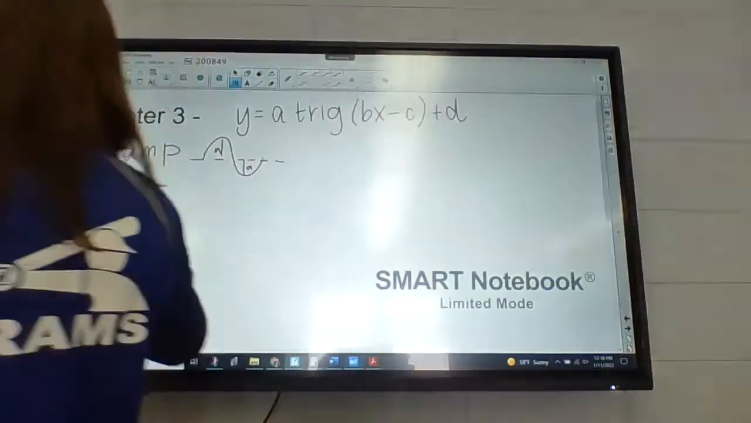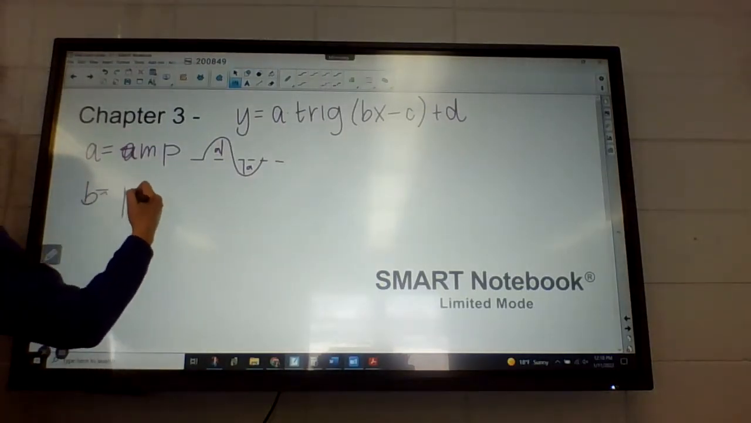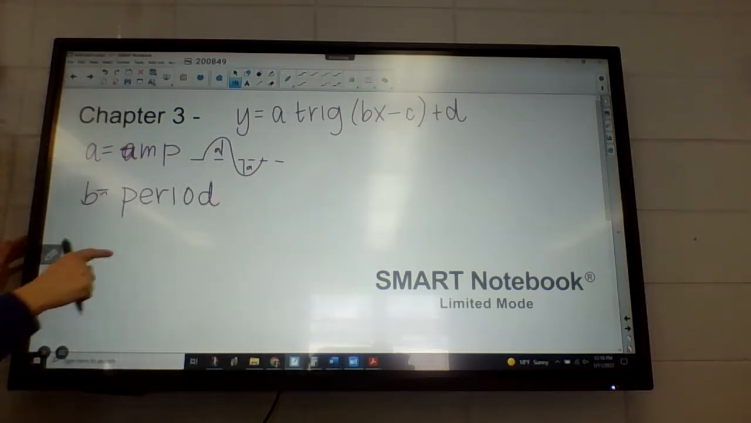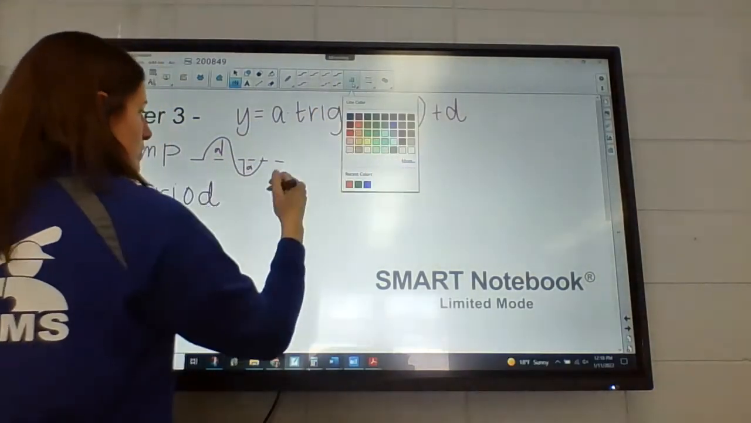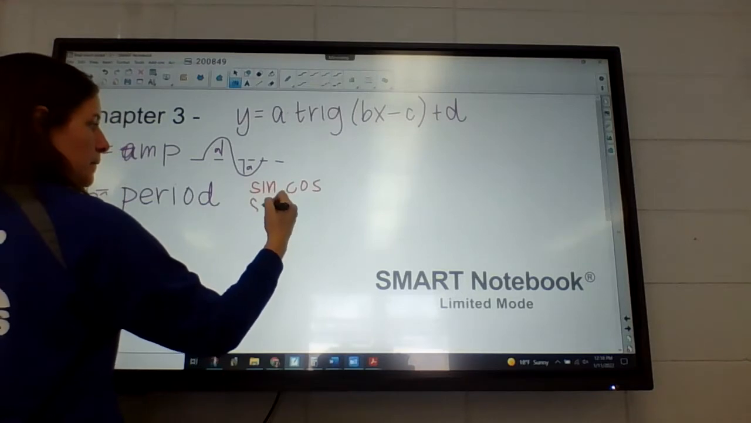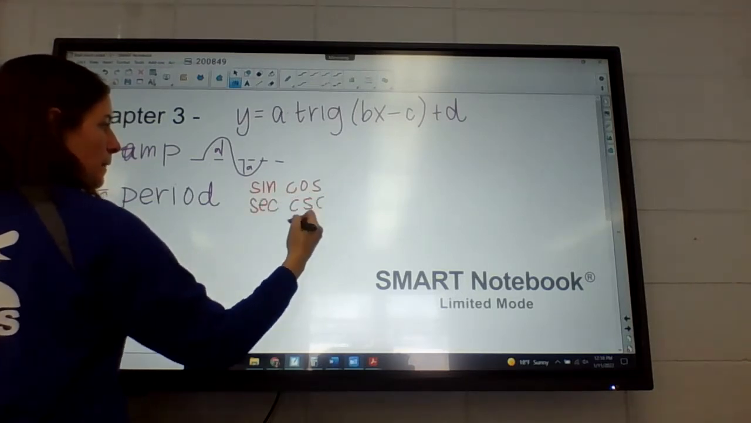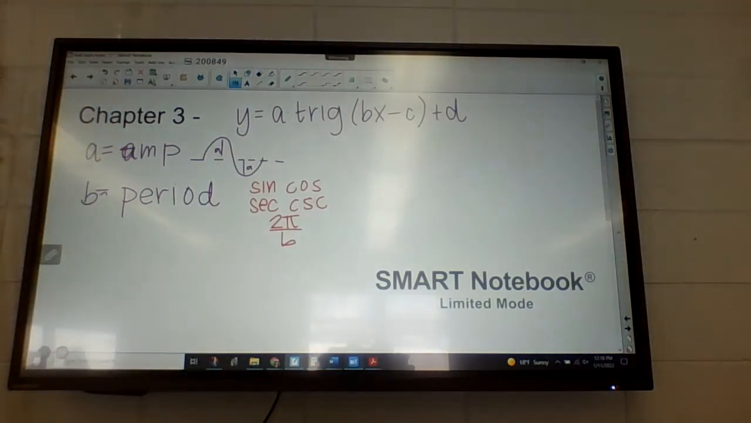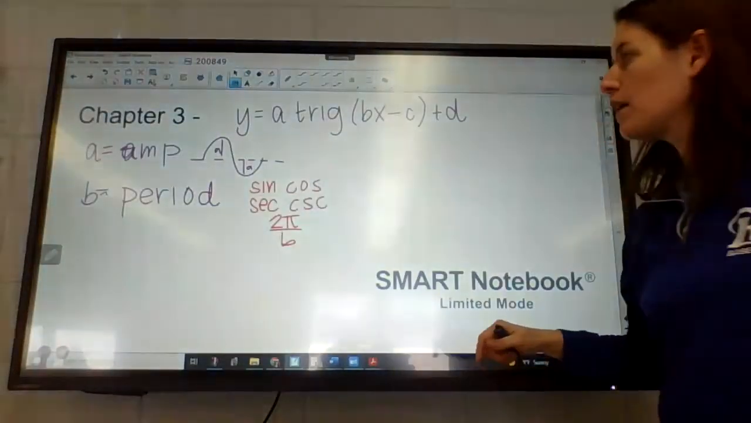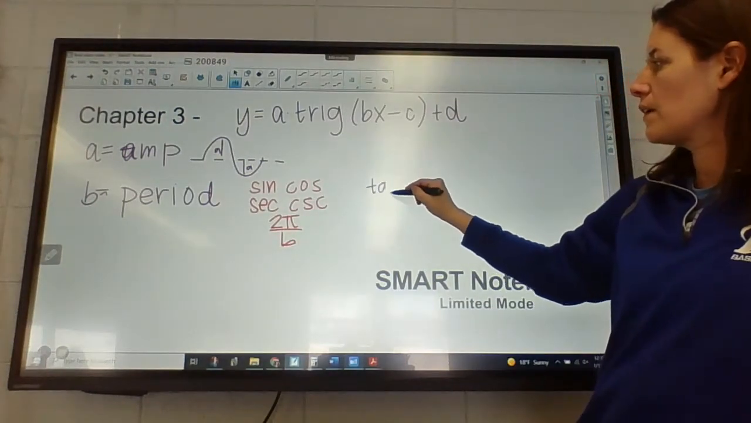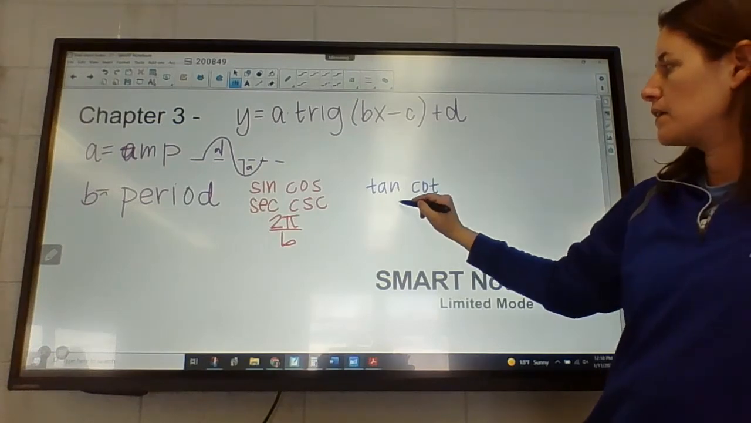The next one is the B, and that impacts our period. And this one depends on which type we're talking about. So sine, cosine, secant, cosecant is 2 pi over b for our period, whereas tangent and cotangent is pi over b.